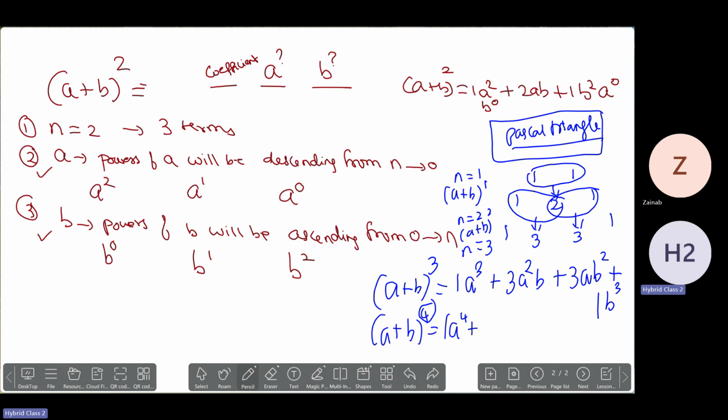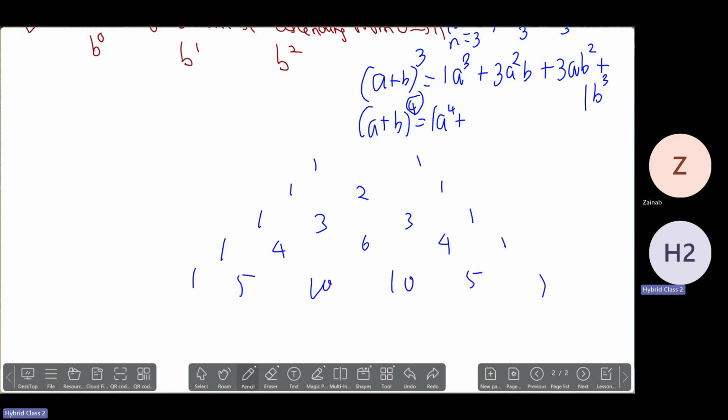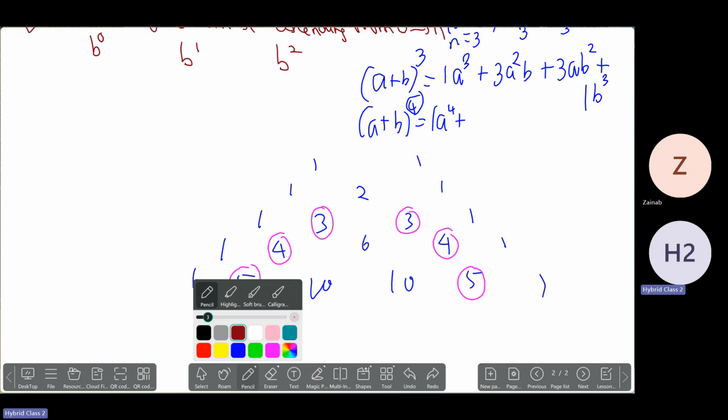One more thing, remember, Pascal's triangle is going to be symmetrical. You can see the triangle right here. 1, 1, 1, 1. Okay, the middle is 2. Then 1, 3, 3, 1, then 1, 4, 6, 4, 1, then 1, 5, 10, 10, 5, 1. If you see, the second term and the second last term will always be the same. And here also, second term and second last term are the same. And your first term and last term will always be 1.